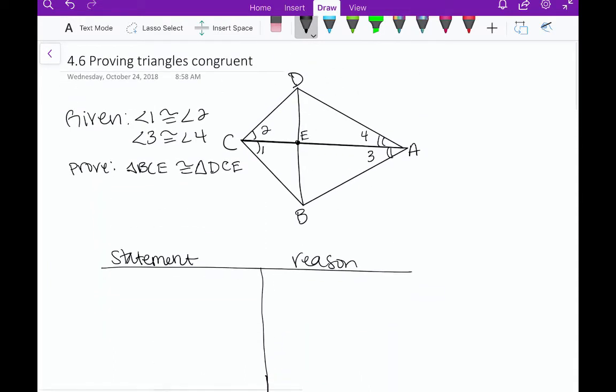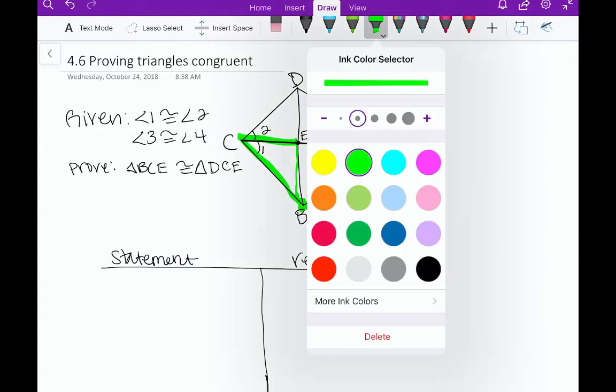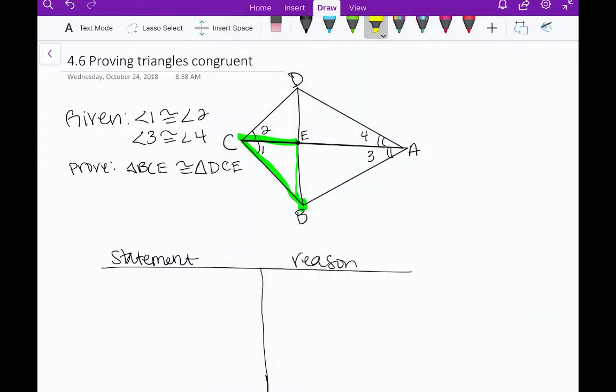All right, so we're going to prove this. We have this figure, and we know angle 1 is congruent to angle 2, and 3 is congruent to 4. We're trying to prove that triangle BCE, this triangle, is congruent to triangle DCE. Right now, we only have 2 angles that are congruent in those 2 triangles.